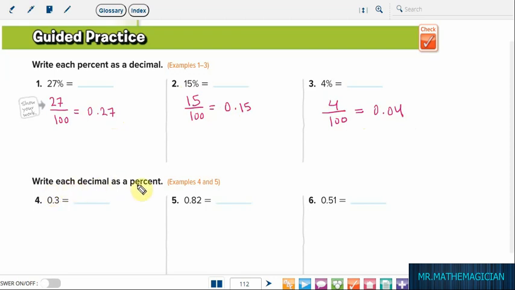Now write each decimal as a percent. 0.3 is like 0.30, it's like 30 over 100, and this is 30%. 0.82 is like 82 over 100, and this is 82%. 0.51 is like 51 over 100, and this is 51%.